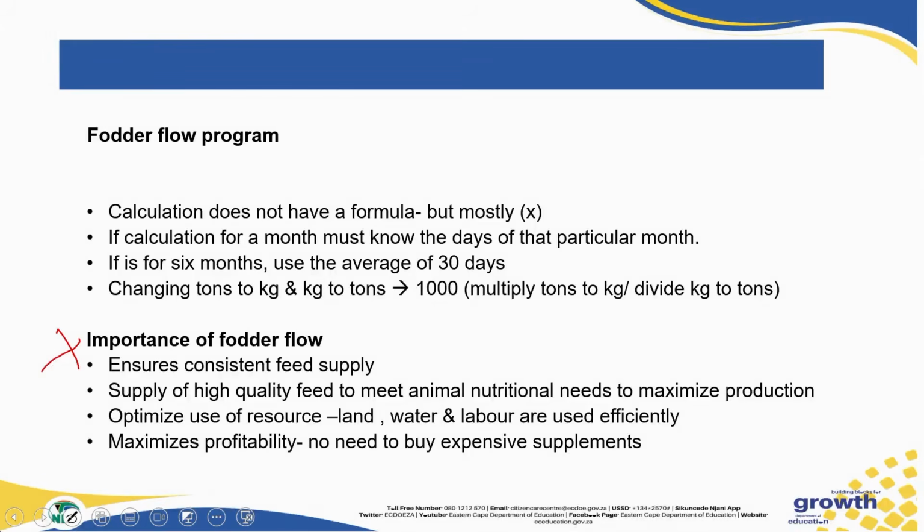Let us look at the importance of a fodder flow. I've mentioned in our definition what a fodder flow is. It ensures that the animals have fodder throughout the year. So a farmer here needs to ensure that there is a consistent feed supply. Also, a farmer has to ensure that he supplies fodder of high quality to his farm animals in order for the animals to be productive. Also, it is for the optimal use of resources: the land, the labor, the water. They need to be used efficiently.